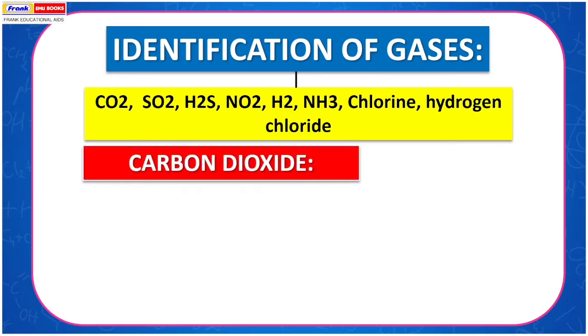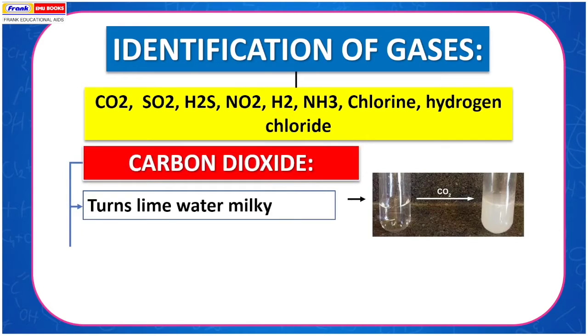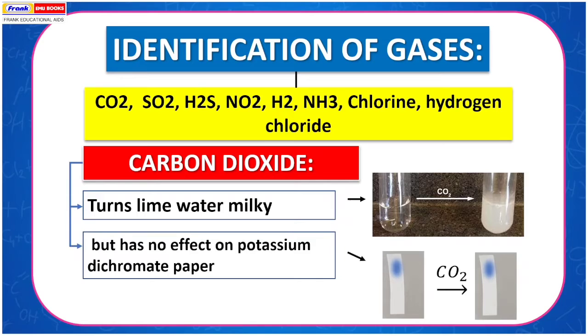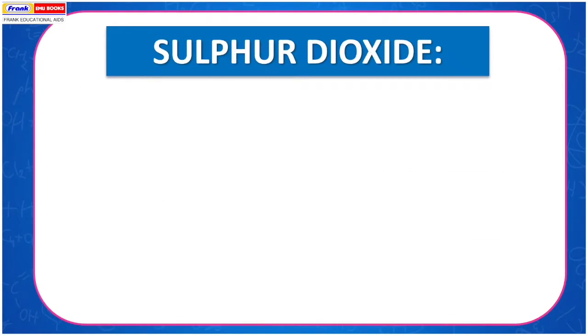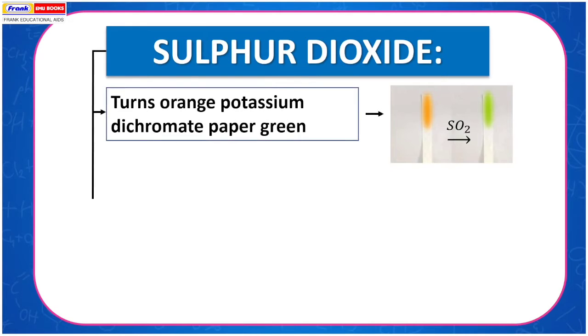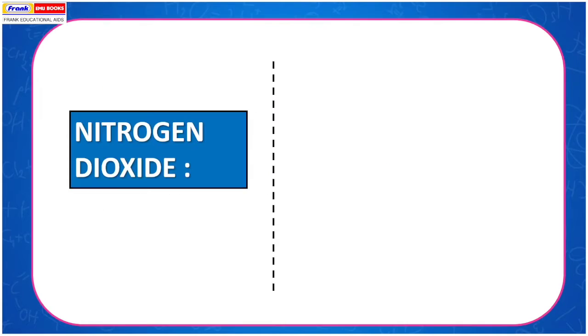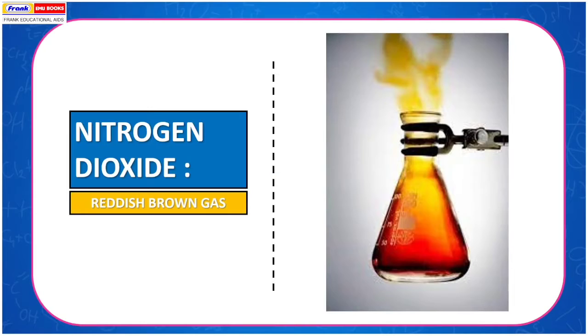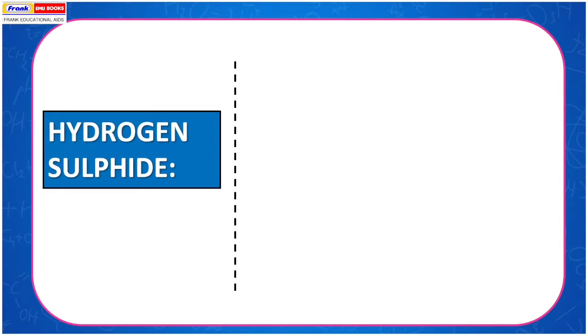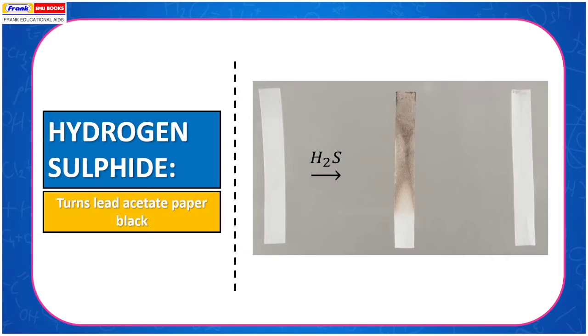Carbon dioxide turns lime water milky but has no effect on potassium dichromate paper. Sulfur dioxide turns orange potassium dichromate paper green and also turns pink potassium permanganate paper white. Nitrogen dioxide has a peculiar characteristic of reddish brown color. Hydrogen sulfide turns lead acetate paper black.